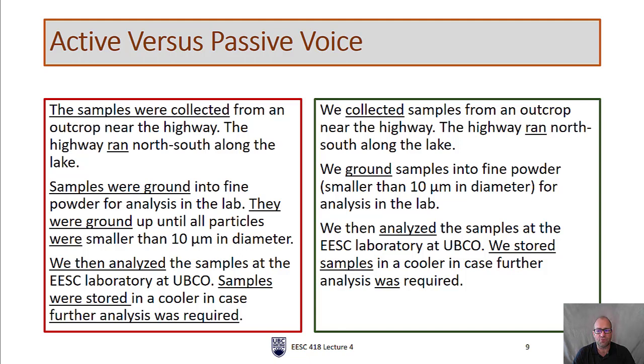I still wrote "the highway ran" because that was in the active voice the first time. And now instead of the second sentence in the second paragraph, I've just put this parenthetically because we don't need a second sentence for that. So now I've just tried to make it a little bit more concise. And then in the final paragraph, "we then analyzed" is still in the active voice. We stored samples. This might sound a little bit strange for a scientific paper, but I think consistency is preferred here. So we stored samples in a cooler in case further analysis was required.